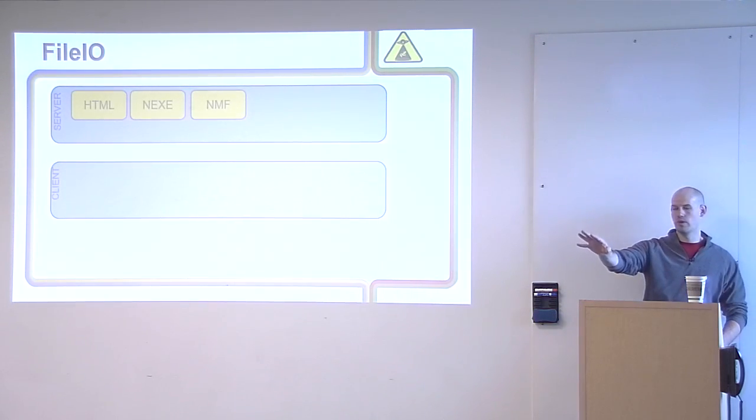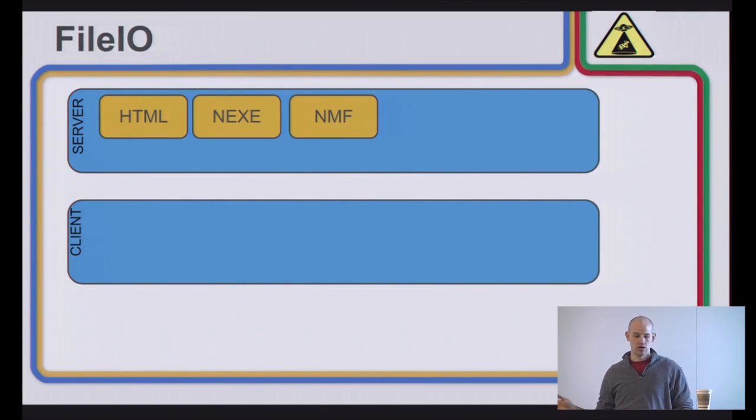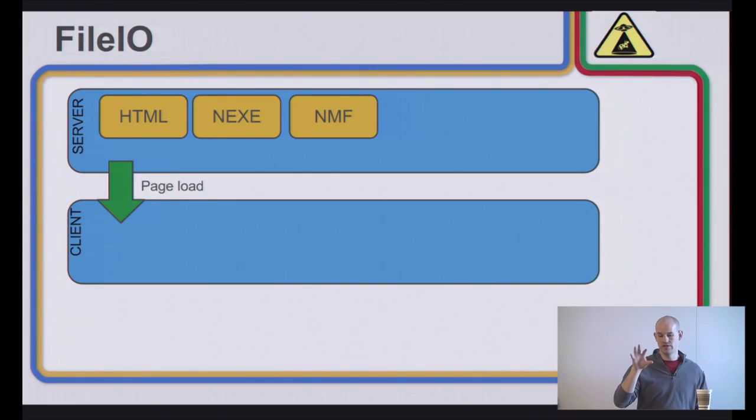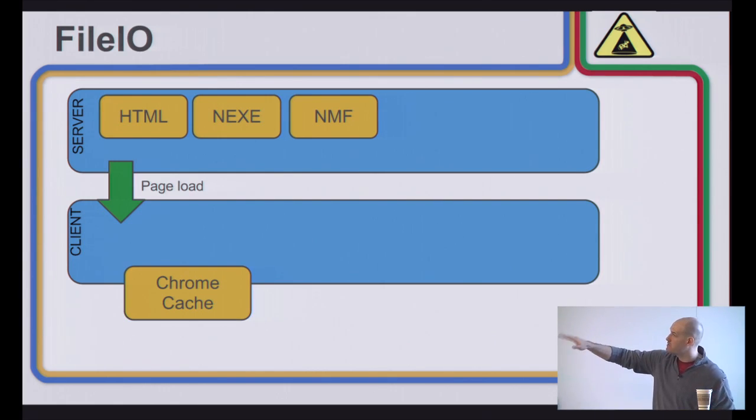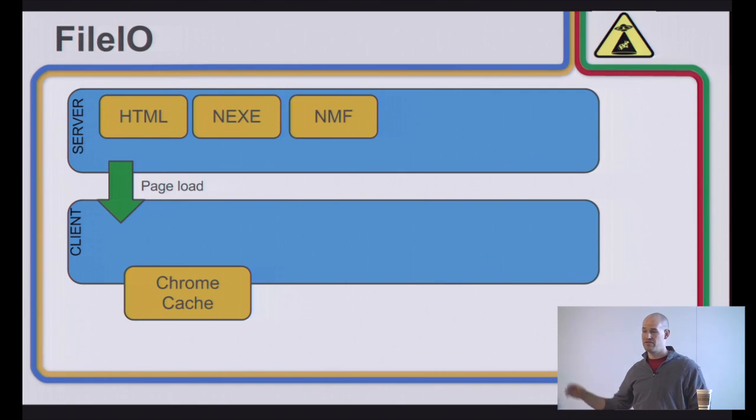So if you've never developed a web game, let me clue you in on some specific information. You're going to put your HTML data and your NIXI data and your NMF data on some server somewhere. And when the user loads your page that embeds this module, it's going to be received by the client and auto-cached by Chrome on your behalf. This is just going to happen automatically. And it'll grab the HTML data, the NIXI data, and the NMF data and cache it for you because it's defined in the embed tag.